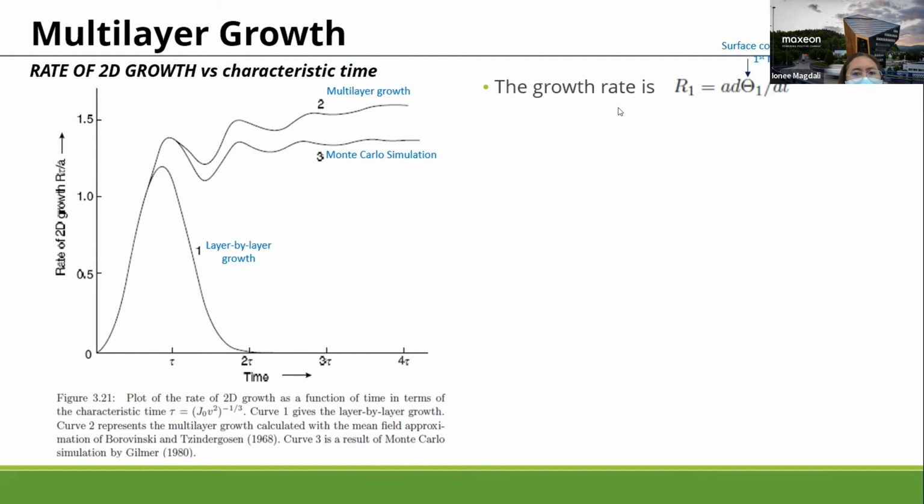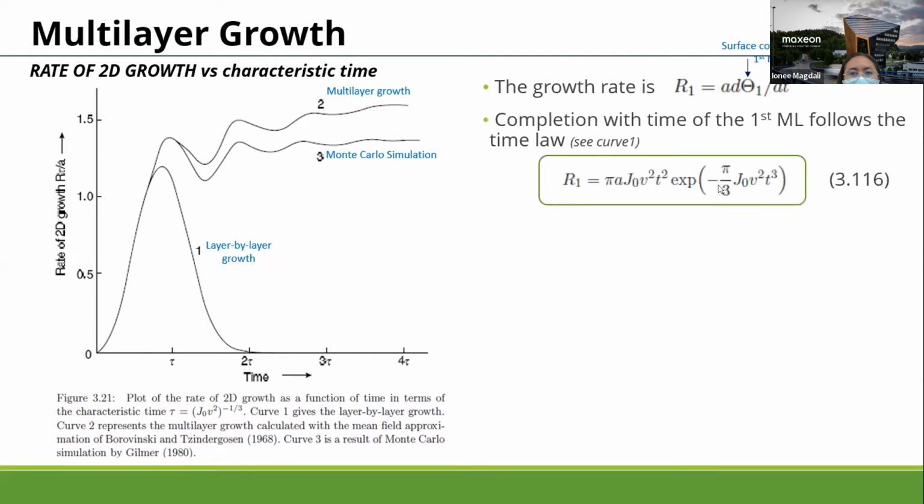In this graph, how can we obtain the growth rate? The growth rate is represented by this equation. R sub 1 is equal to A d theta sub 1 over dt. So this theta is the surface coverage of the first monolayer. And then completion with time of the first monolayer follows the time law, which is given by this equation 3.116.